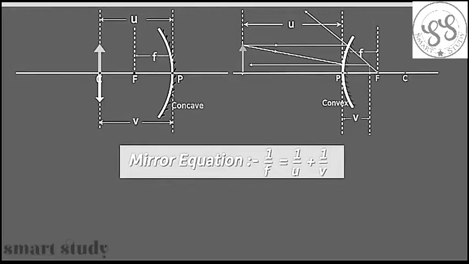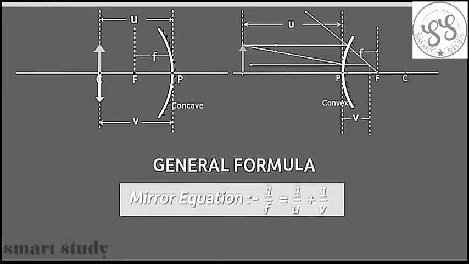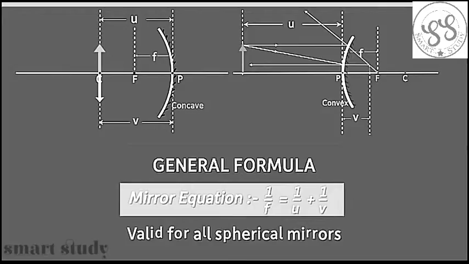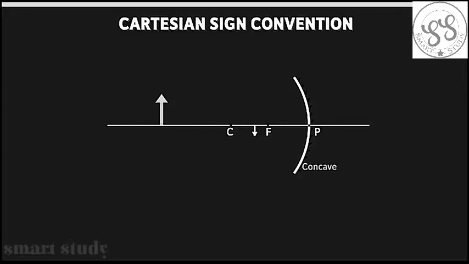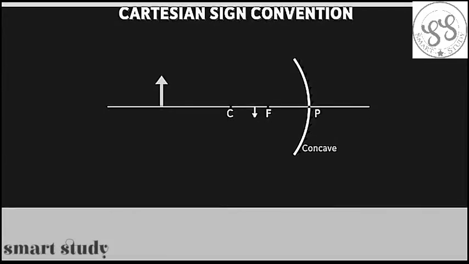Now, how do we measure these distances? As I told you, this is a general formula. It means that it's valid for all types of spherical mirrors. But it's only valid for all spherical mirrors if certain rules are being followed. We can't use this formula if these rules are not followed. These rules are also referred to as sign conventions, called the new Cartesian sign convention. And what are those rules?